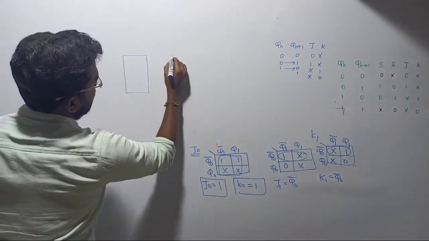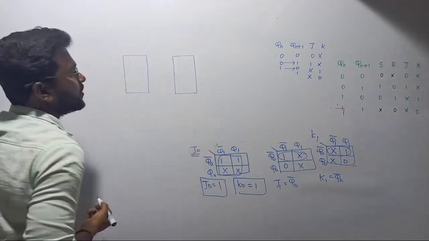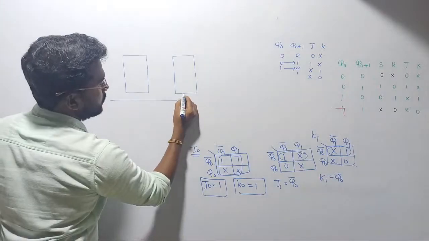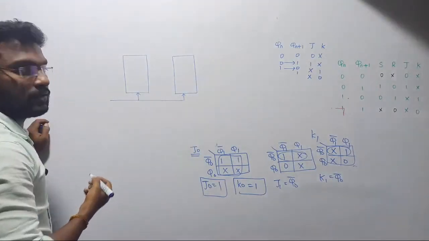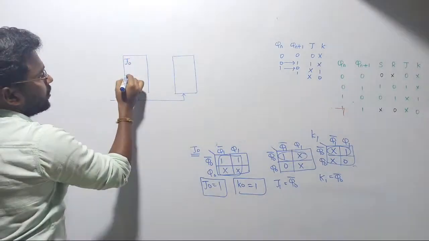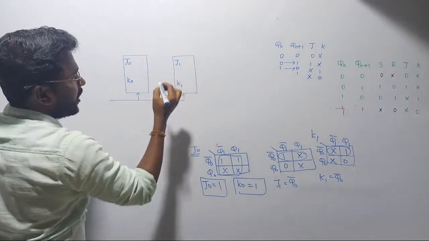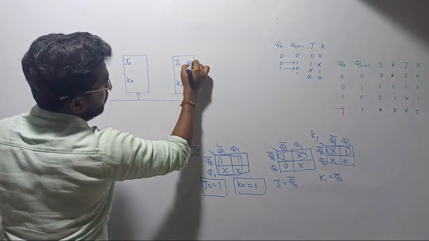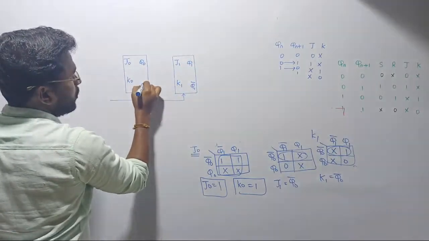JK flip-flop, that is J0 K0, and then J1 K1, right? Since we are designing a synchronous counter, all flip-flops will be synchronized together with the same clock pulse, right? And second thing, let us consider J0, K0, J1, K1, such that this is going to be Q1, this is going to be Q1 bar, this is going to be Q0, this is going to be Q0 bar.